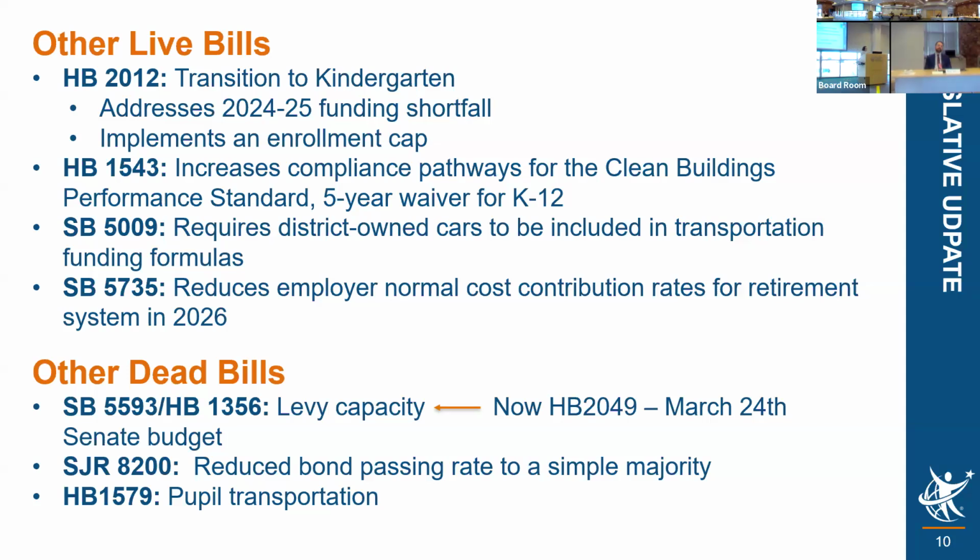To take a pause here just for a second, because we're going to talk a little bit about some of the dead bills or the non-active bills, as I like to call them, because sometimes they don't always stay inactive, and they come back because they're necessary to implement the state budget. And one of those is actually the levy capacity. So we had two bills introduced, one from the Senate and one from the House around levy capacity.